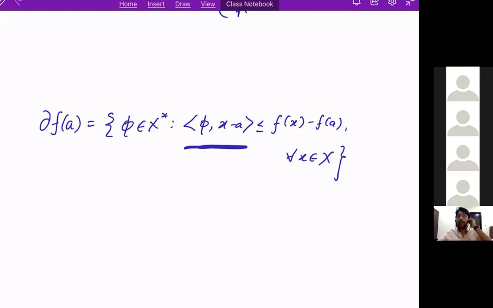Yeah, well, if a function is convex, then it's a locally Lipschitz map. So continuity comes along with convex functions. So once you're assuming a convex function, it will be continuous also.